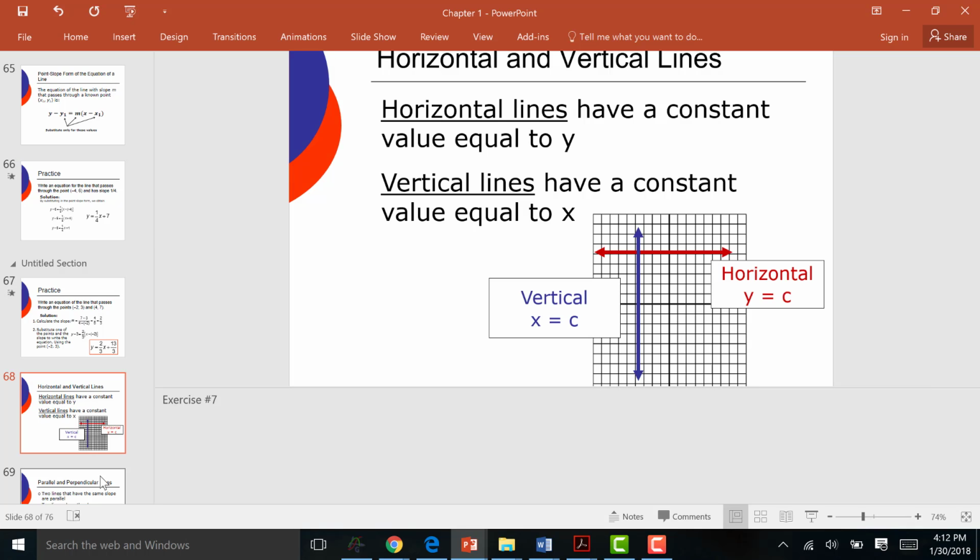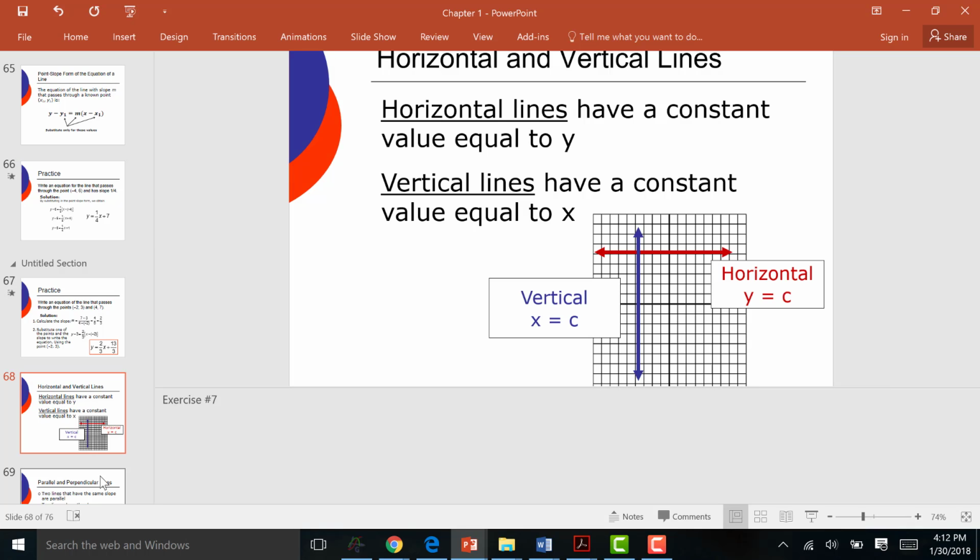Where does it cross it at? Done, that's the equation. For every horizontal line, you ask yourself, what axis does it cross? You say Y. Where does it cross it at? Whatever that crosses at, that's the number that you put. So, here's another horizontal line.